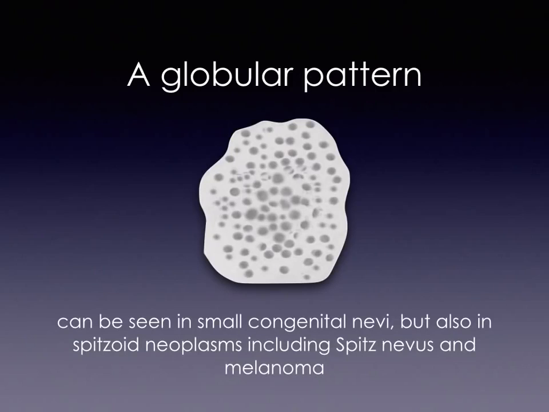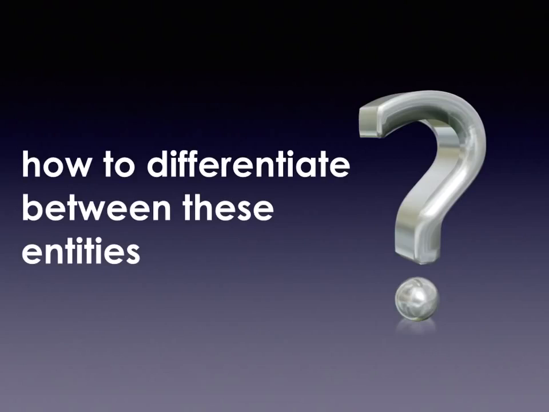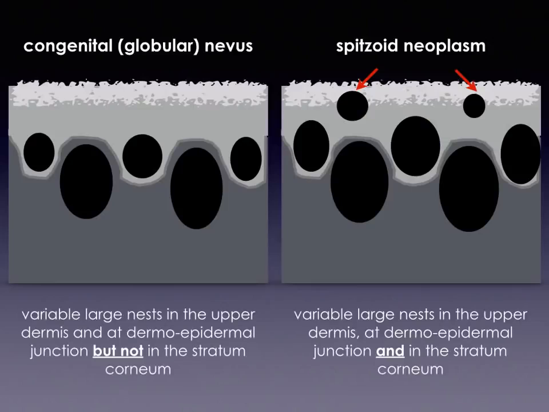A globular pattern is the hallmark of small congenital nevi, but can be sometimes seen also in schizoid neoplasms, including spitz nevus and melanoma. The question is how to differentiate now a congenital nevus from a spitz nevus or melanoma showing a globular pattern. Here we have to look at the histopathologic differences between congenital nevi and schizoid neoplasms.